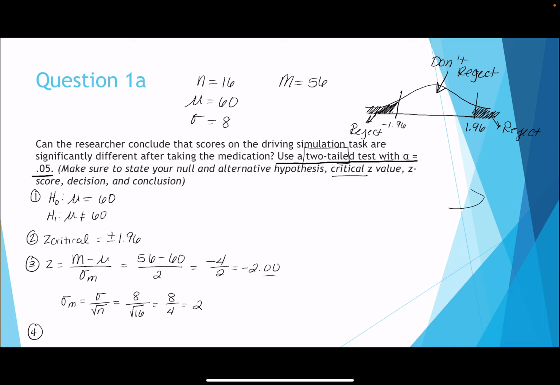Sometimes it's easier to think about this if you draw a quick standard curve and highlight what your area is. You'll notice that our z-score is negative 2. So our z-score falls about right here, negative 2.00, which is in our gray shaded area where we are going to reject. So for our fourth step, when we make our decision, we are going to decide to reject the null hypothesis.